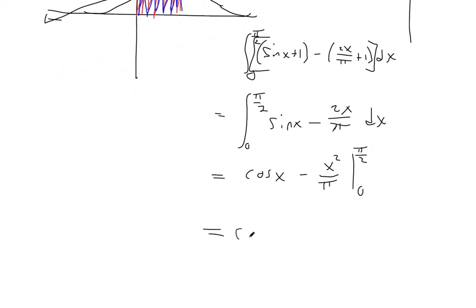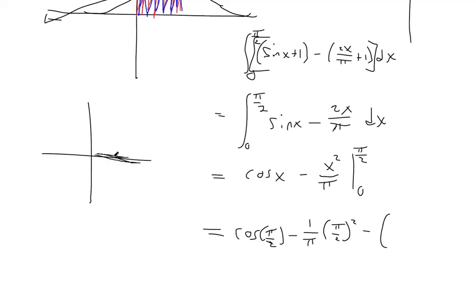So we got to plug in pi over 2 here. And then this is, I'm going to factor out that pi as 1 over pi. And then this is pi over 2 squared. And then we need to subtract what happens when we plug in 0. The cosine of 0, that's an angle of 0, so that's right here. So that's 1 comma 0 in the unit circle. So cosine is the x coordinates in the unit circle. So if you plug in 0 degrees, cosine is 1. And then 0 squared over pi, that's 0.